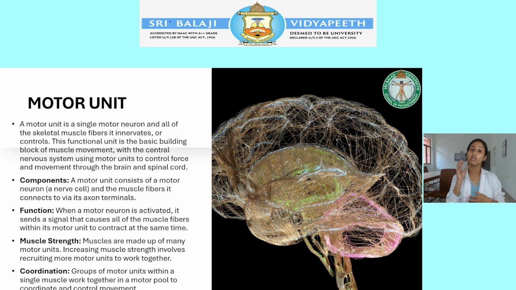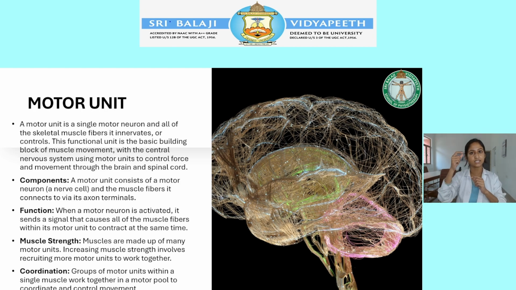So what are the components in the motor unit? As I already told you, one nerve cell, several muscle fibers and axons. So what is the function of the motor unit? What is the main role of the motor unit? When a motor neuron is activated, it sends a signal to the muscle fibers, and the muscle fibers in that particular motor unit contract at the same time. So this is the role of the motor unit.